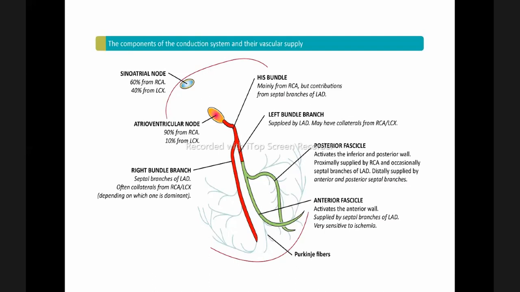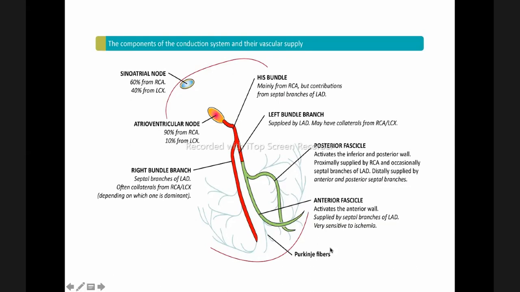It's the reason why the SA node is the pacemaker. It sets the pace, that's what it means. It sets the pace for how rapidly the heart is discharging. It's the pacemaker because it's the most dominant and the most rapidly firing, so it suppresses the other potential pacemakers in a phenomenon called overdrive suppression.